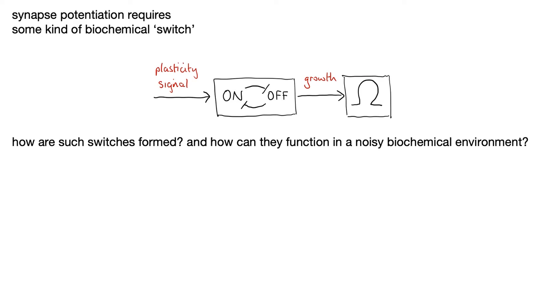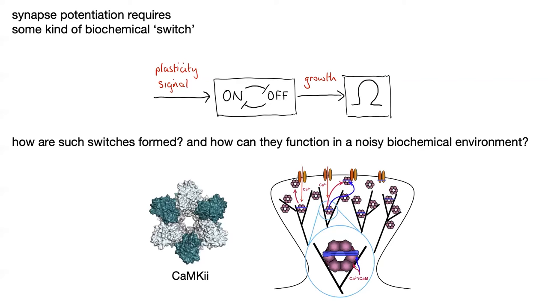Now, how are such switches formed? Synapses are small biochemical compartments and are therefore quite noisy. And there's been a tremendous amount of research in the last decades trying to identify the biochemical pathways that lead to these switches. One example of a candidate molecular pathway is quite famous. It's called CaM kinase 2. It's an enzyme that sits close to the receptors of the synapse, and these enzymes sense heightened activity and then are able to undergo phosphorylation.